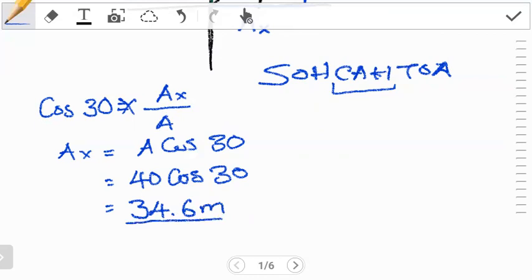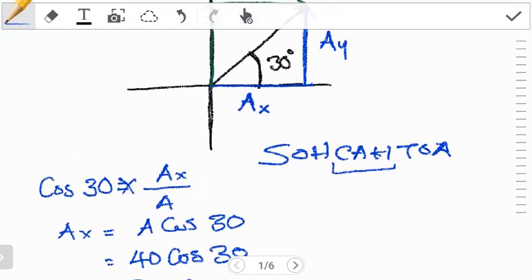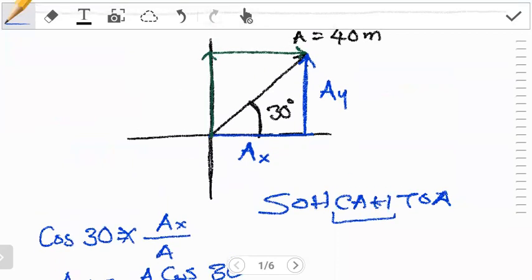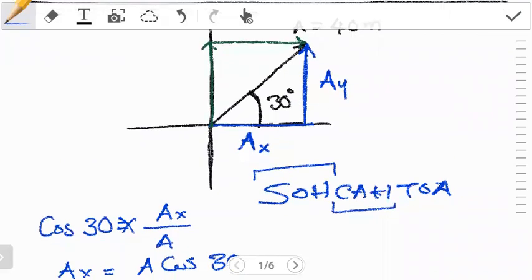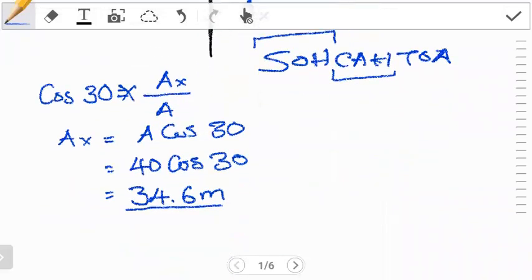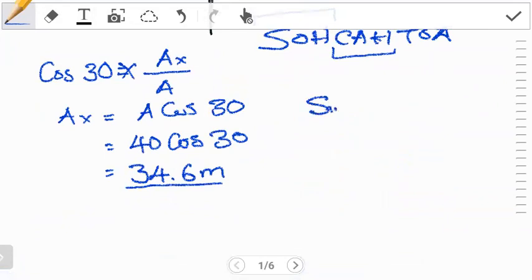Now, how about the y component? Again, we come back to our diagram and then using SOHCAHTOA as well. So we see that the angle and the y component, they are opposite to each other. So because they're opposite, we're going to use the sine ratio. So for sine, what we have is sine of the angle is equal to the opposite, which is Ay, over the hypotenuse, which is the vector itself.